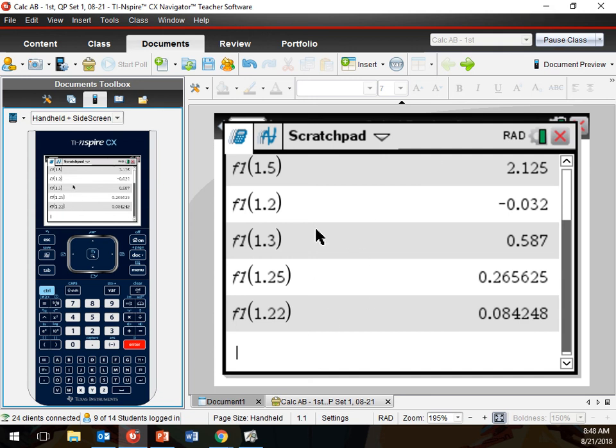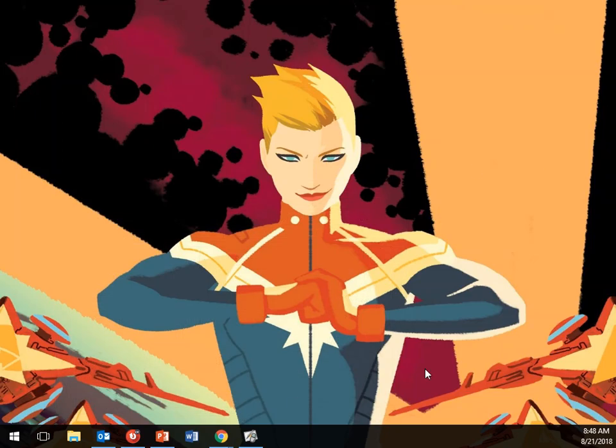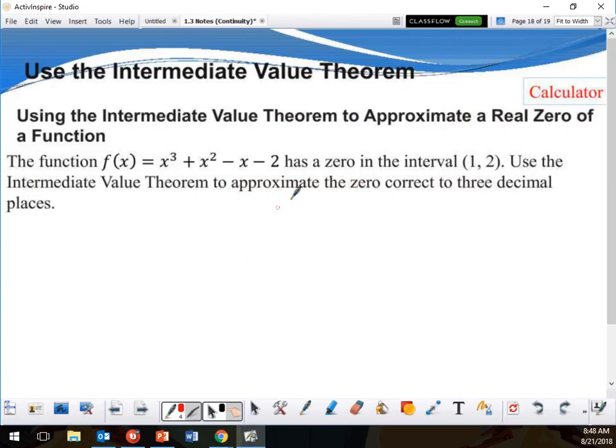So we know it's going to be somewhere between 1.2 and 1.3. And in our notes here, it says right here 3 decimal places. So we have to approximate it to 3 decimals.